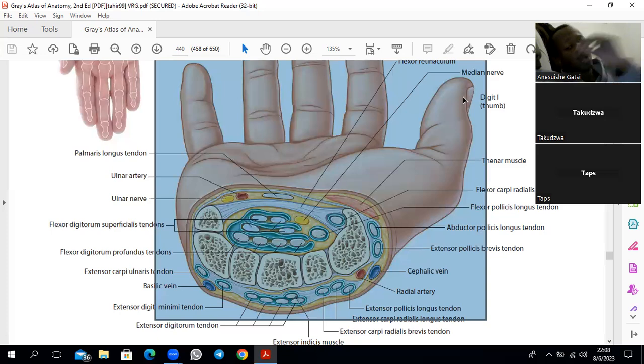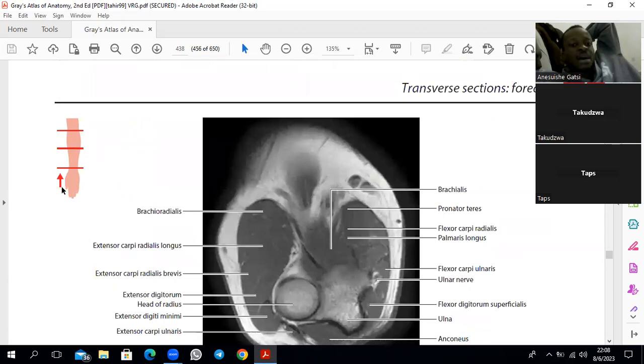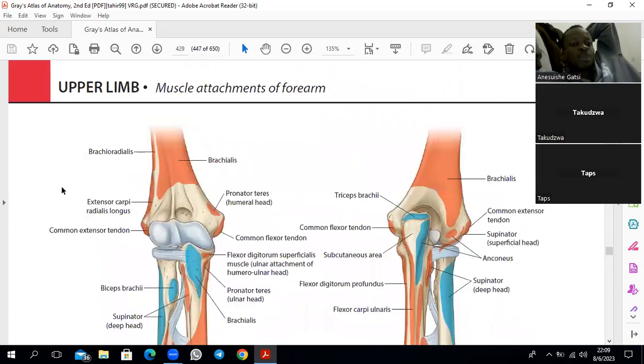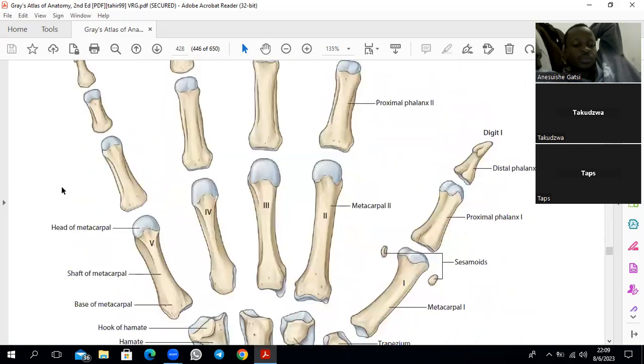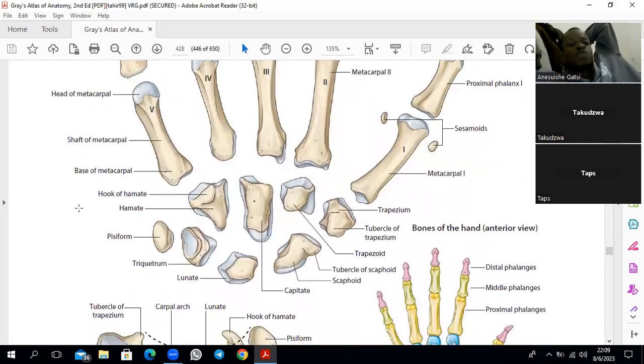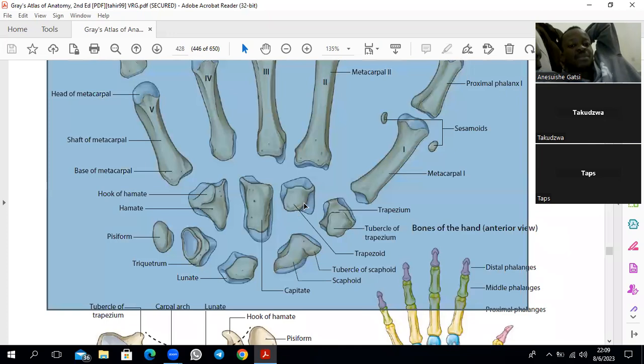Right? And that's when we look at this region known as the wrist. So for us to be able to understand this wrist region, you need to have a prerequisite knowledge of the forearm. Right? So in the region of the wrist, we have what we call the carpal bones. Right? And if we were to come back to the bony anatomy, this is the carpus made up of 8 bones.